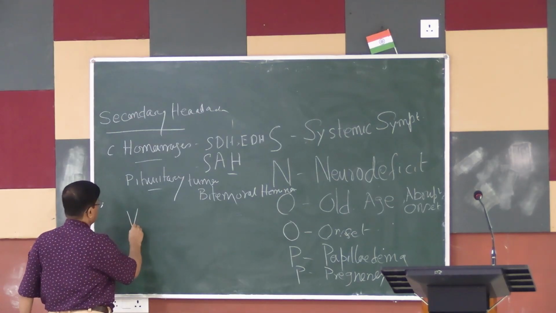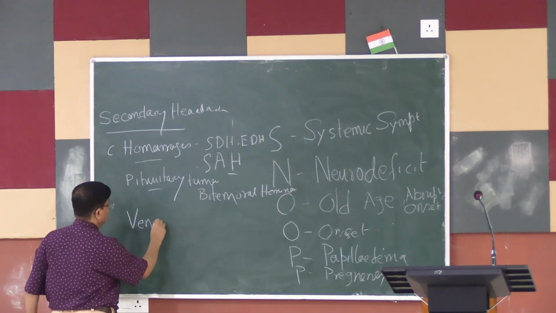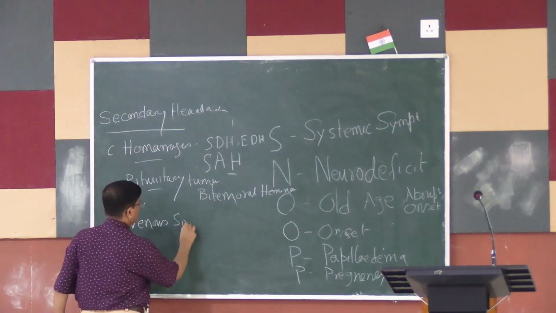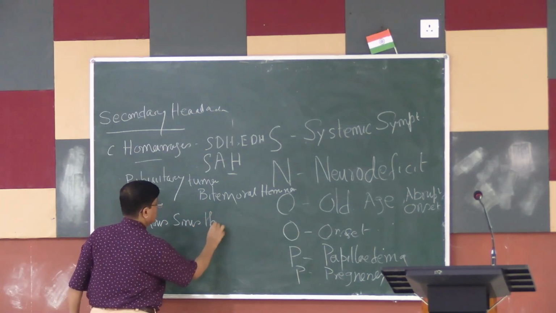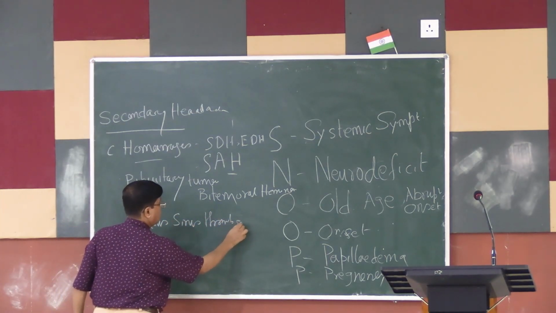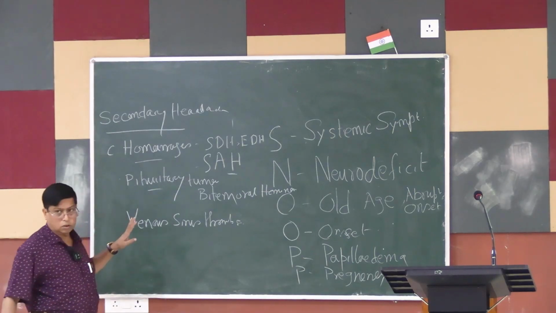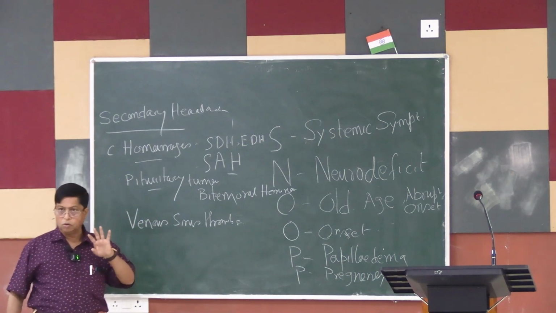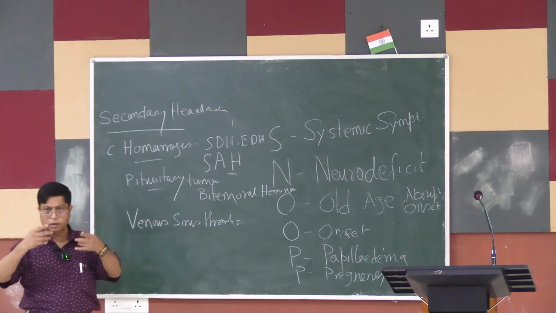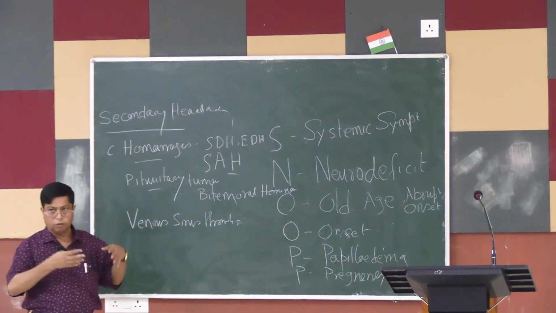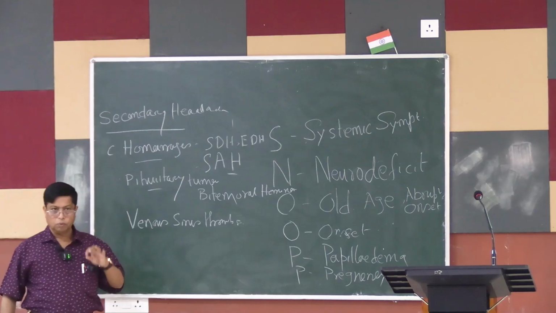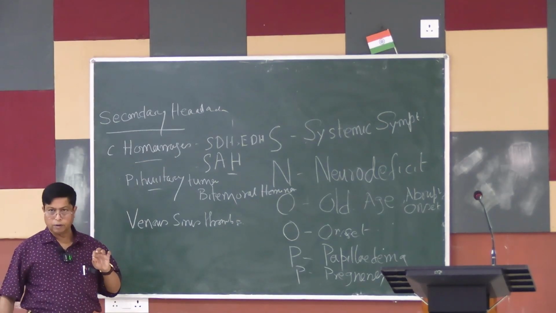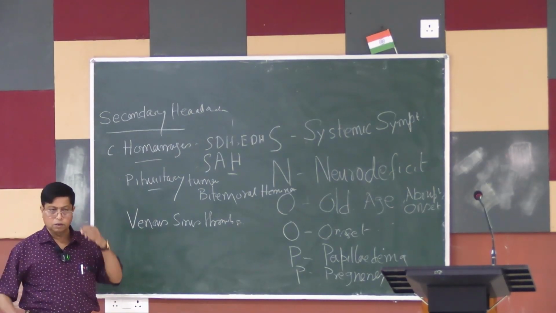Then venous sinus thrombosis. These are important causes of secondary headache for examination purposes. There are several sinuses in the brain: the superior sagittal sinus, the lateral sinus, the cavernous sinus. Any thrombosis in these sinuses causes severe headache. It will raise the intracranial tension.